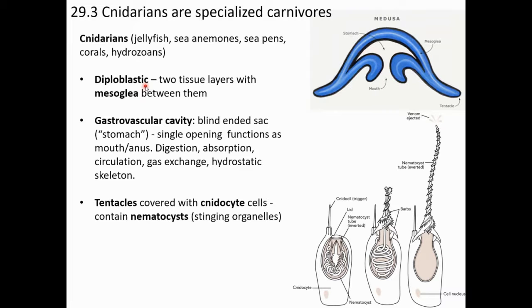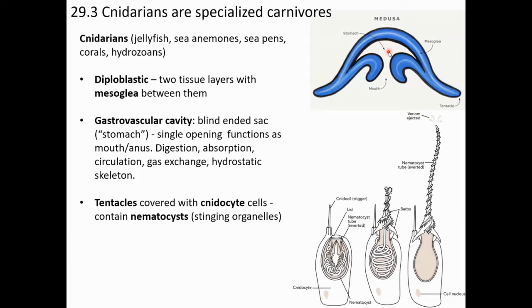So these are diploblastic organisms, two tissue layers, filled with this jelly-like stuff called mesoglea, between the two, endoderm and ectoderm. Their gastrovascular cavity, in other words, their gut, is a blind-ended sac. So this is like a highly simplified version of a jellyfish, basically. And they have a mouth on the bottom here that just enters into this chamber here. So any food goes in, anything that's digested comes out. So it's all coming through the same orifice there. Okay. So a single opening that functions as a mouth and an anus, effectively.